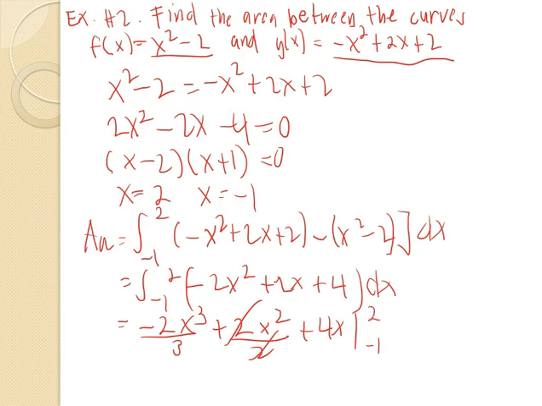Okay, we substitute 2 first, no? So we write negative 2 times 2 raised to 3 becomes negative 16 over 3. Okay, this one is 2 squared, which is 4, plus 4 times 2 is 8. And then the other one, which is negative 1, negative 2 times negative 1 raised to 3 will give us 2 over 3. And then negative 1 squared is positive 1. And 4 times negative 1 is negative 4.